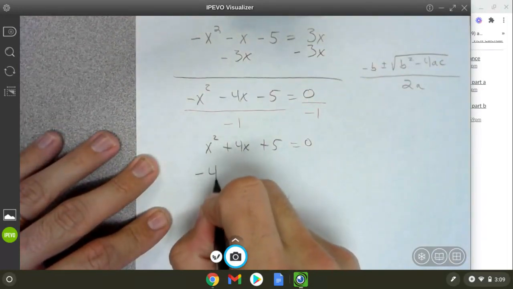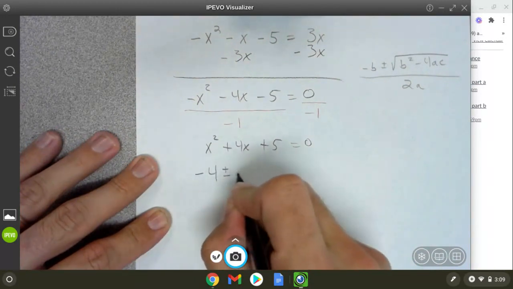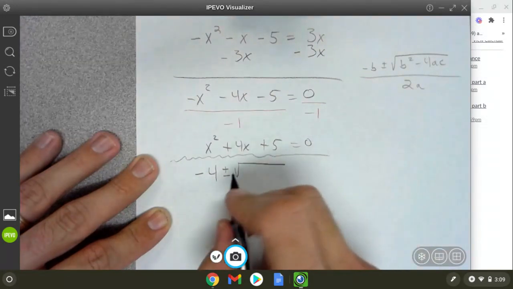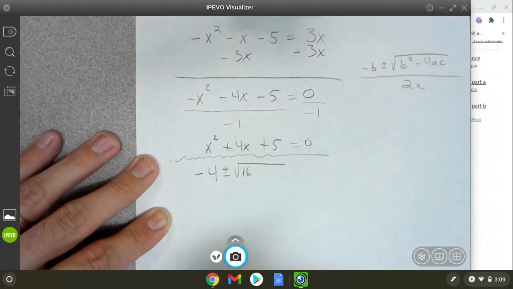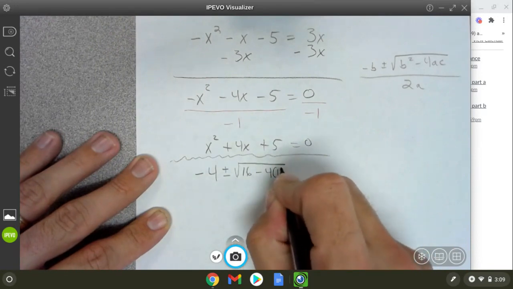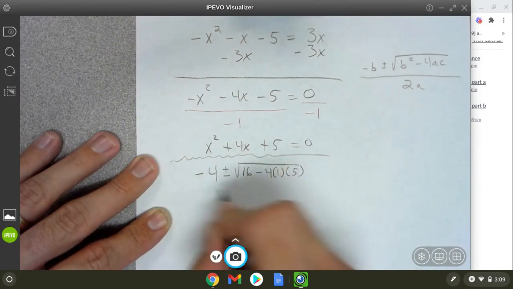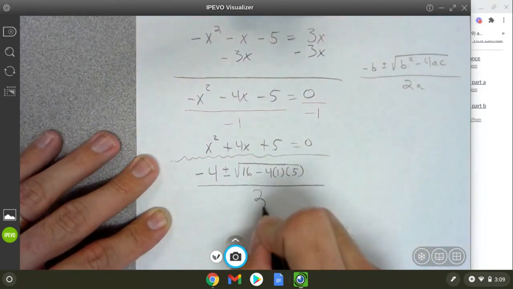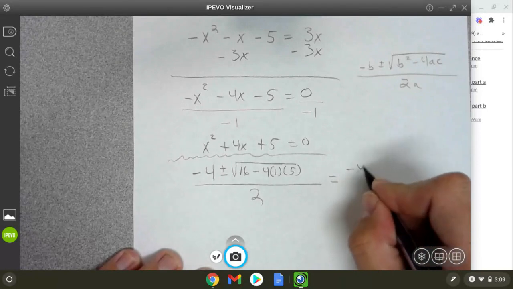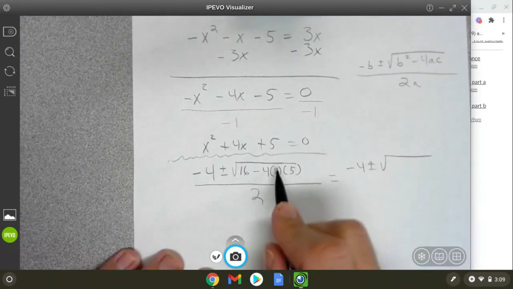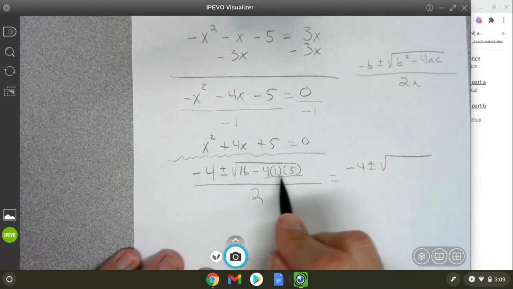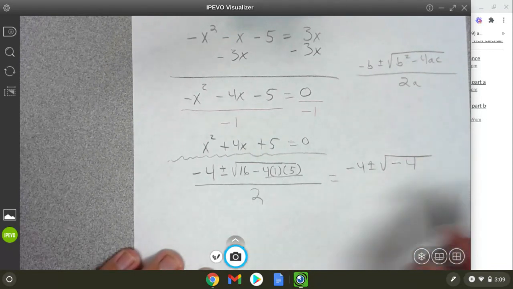So negative b is -4 plus or minus the square root of b squared, so 16, minus 4ac, all over 2 times 1. Okay, -4 plus or minus. Okay, so 4 times 5 is 20, and then 16 minus 20 is going to be -4.